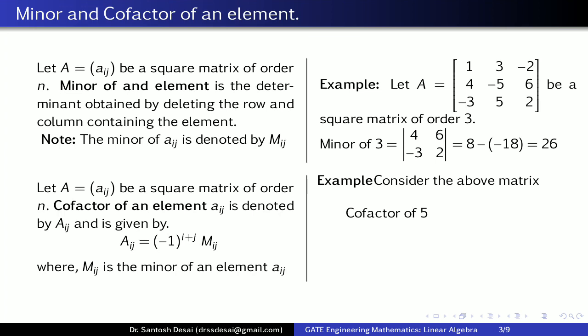The 5 lies in the third row and second column, so by definition the cofactor of 5 is equal to (-1)^(3+2) times M32. We know that (-1)^(3+2) is minus 1, and M32 is nothing but the minor of element 5. We know the procedure to find the minor of an element. Here I delete the third row and second column and then I get the minor of 5. So this is equal to minus the determinant with rows 1, -2 and 4, 6, and simplifying this we will get minus 14.